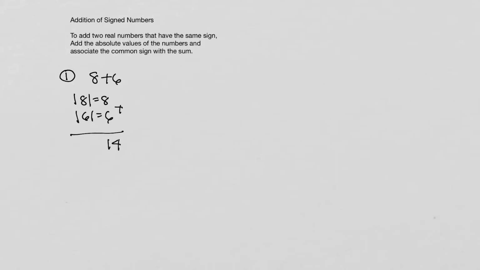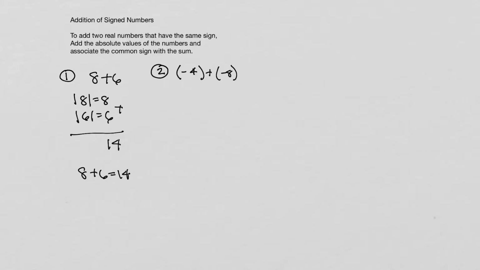Then the rule goes on to say, once we've got that sum, associate with the sum the common sign. So with this sum, we're going to associate the common sign. Now they have the same sign, which is positive, so we're going to put a positive sign here. Now, because it's positive, we don't really need the sign. So what we're saying here is that 8 plus 6 is 14. Now we knew that, but what we're doing here is just illustrating the rule.